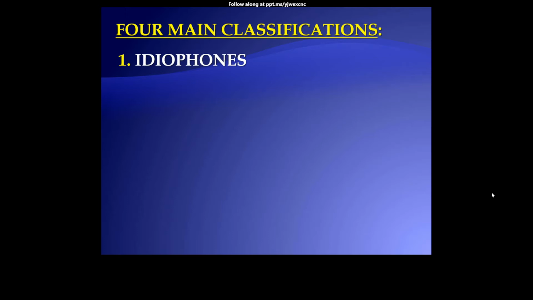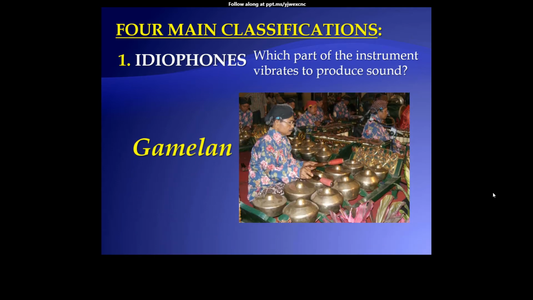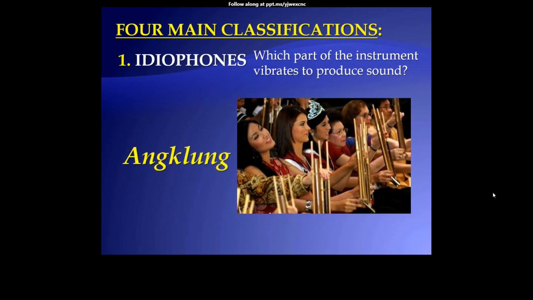First, we will learn about idiophones. So, let's identify these instruments. Which part of the instrument vibrates to produce sound? It's a gamelan, a traditional instrument from West Java, East Java, and some parts of Indonesia. The second one is angklung, the musical instrument from West Java, made from bamboo. We can identify the angklung.